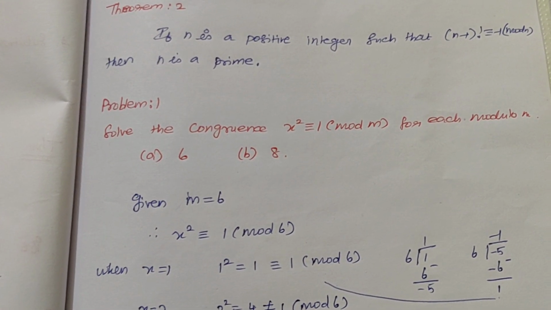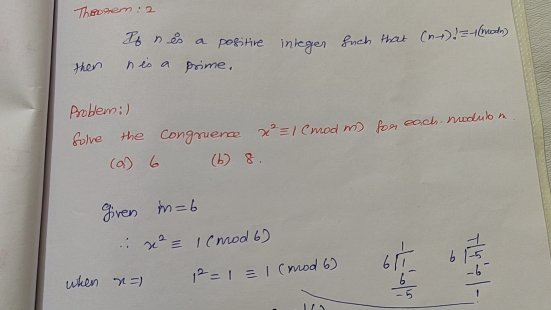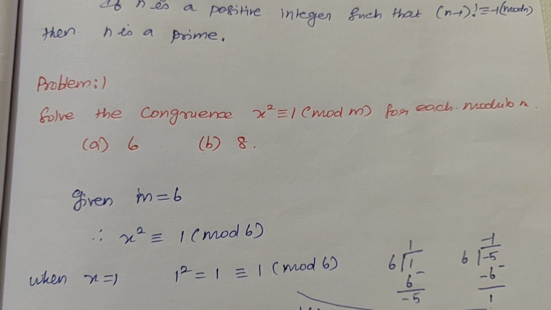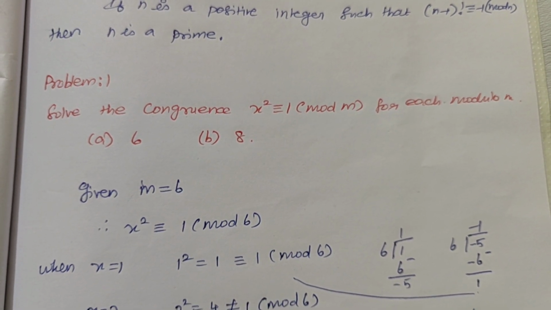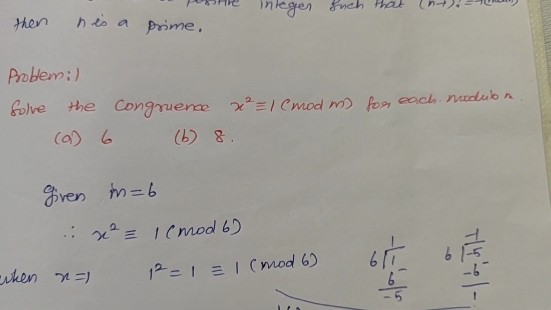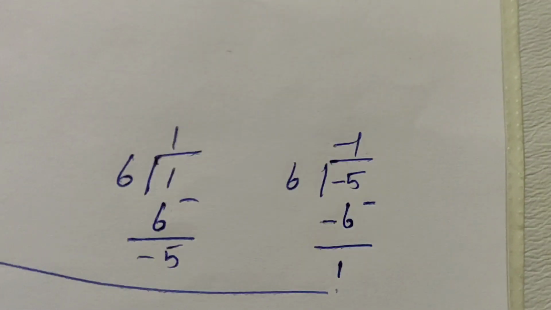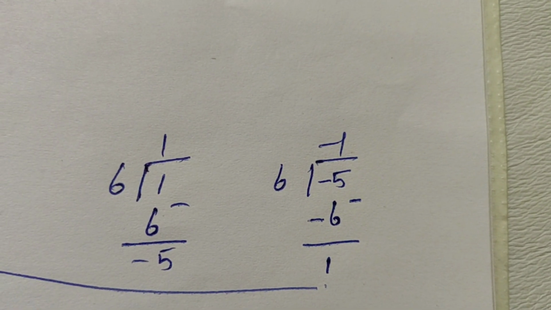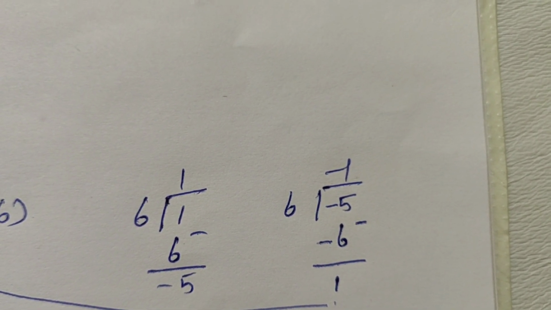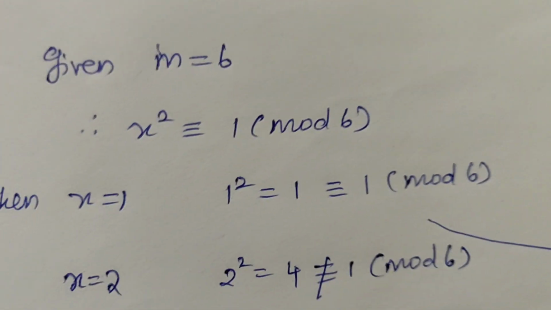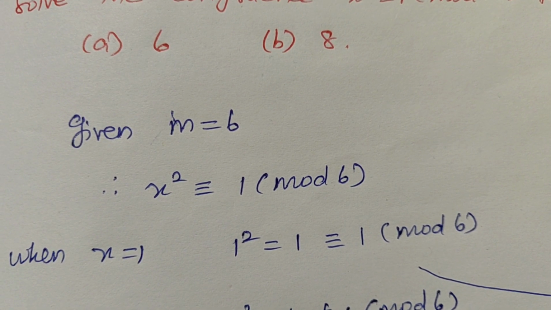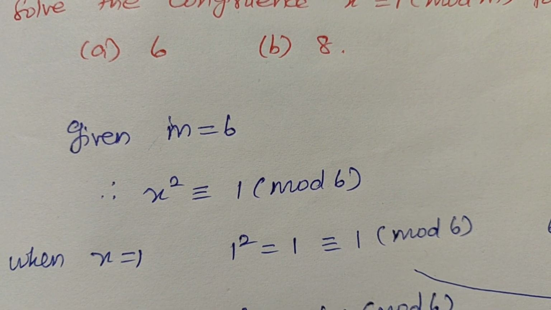Given that the m value is equal to 6, therefore x squared is congruent to 1 mod 6. When x equals 1, 1 squared is equal to 1. When you divide 1 by 6, you will get the remainder minus 5, which is a negative value. Again if you add 6 to this, you get the remainder 1. Therefore x equal to 1 satisfies the relation x squared congruent to 1 mod 6.